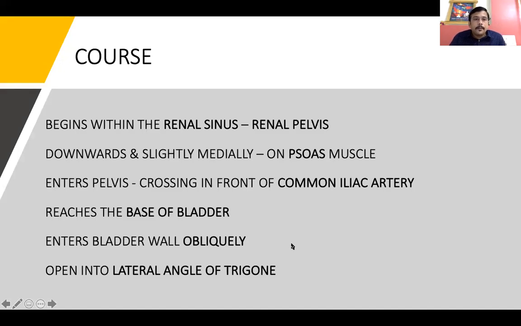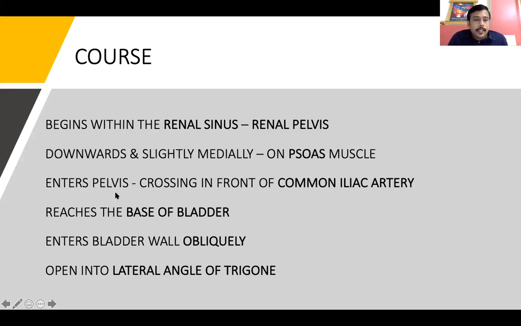Okay. So ureters begin within the renal sinus. The renal sinus is nothing but the space located inside the kidney itself. So they begin as the renal pelvis. Then this renal pelvis will continue downwards and slightly medially on the psoas major, meaning it is coming out of the kidney and moving downwards and slightly medially. Medially means towards the midline, here on the psoas major muscle.